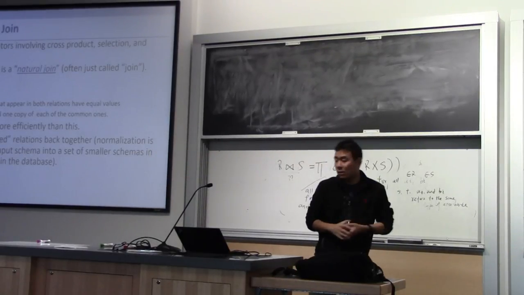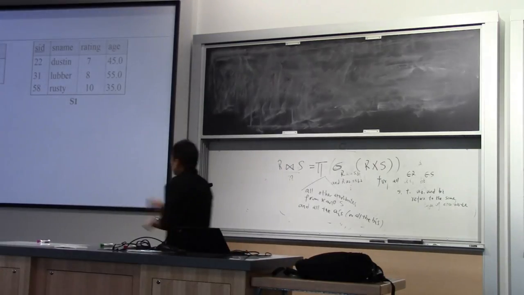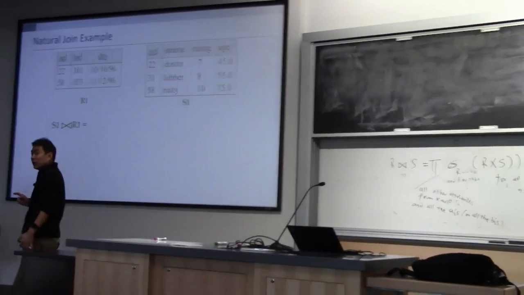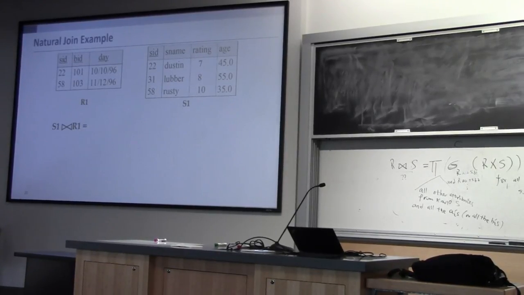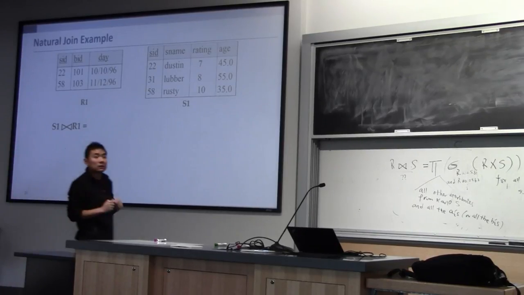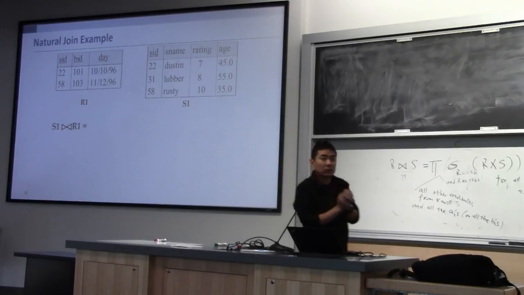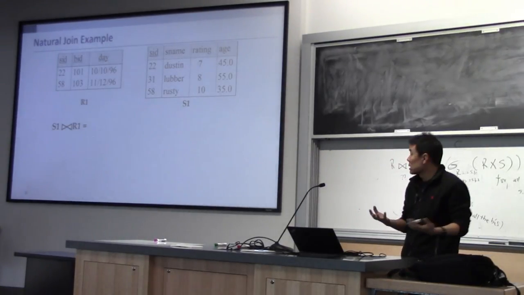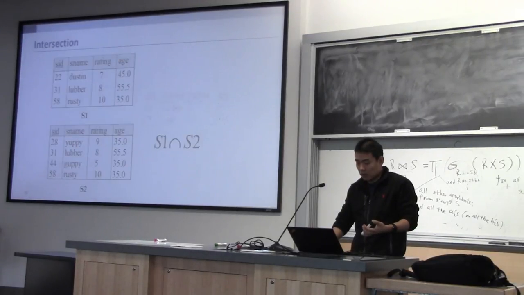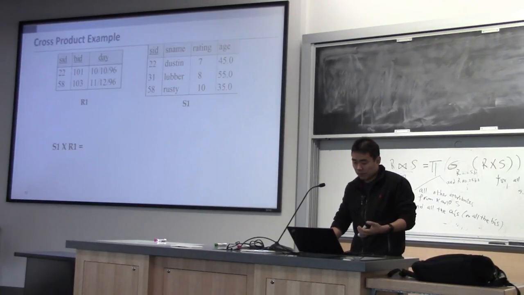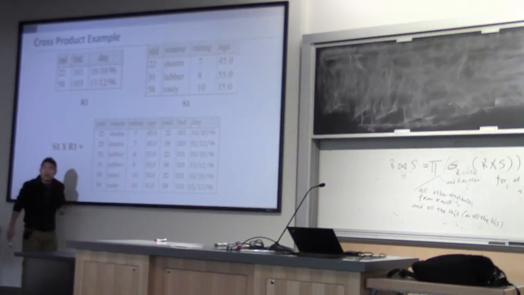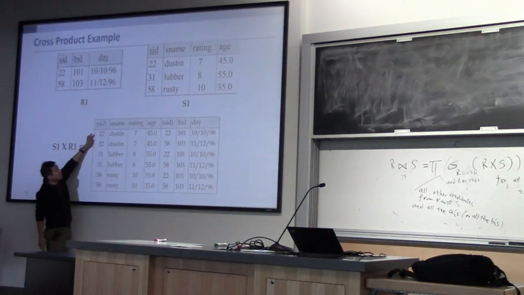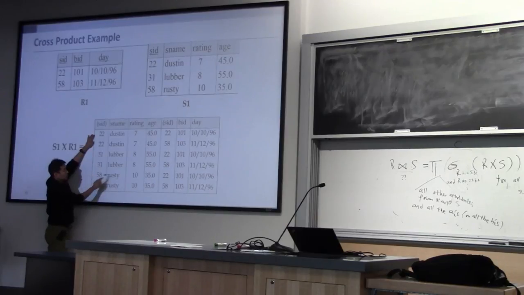That's it. Let me illustrate this using an example. What are the common attributes here? Can someone tell me in this case? You only have one, which is SID. That's the only common attribute for the two relations. So you do the cross product, which is this. And for the common attributes, you find those with equal values. So this one, not this one, not this one, not this one, not this one, and this one. So only these two records satisfy the selection condition.